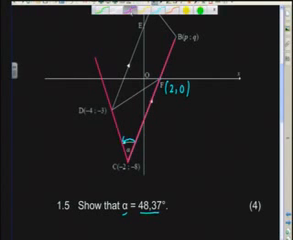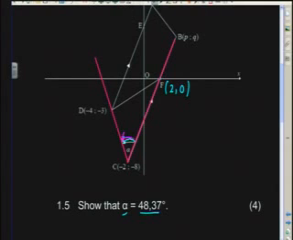Okay, so that means I want to get to alpha. I can't get to it immediately because it's sort of sandwiched between two lines. But what I can do is use this line BC to work out this angle theta.